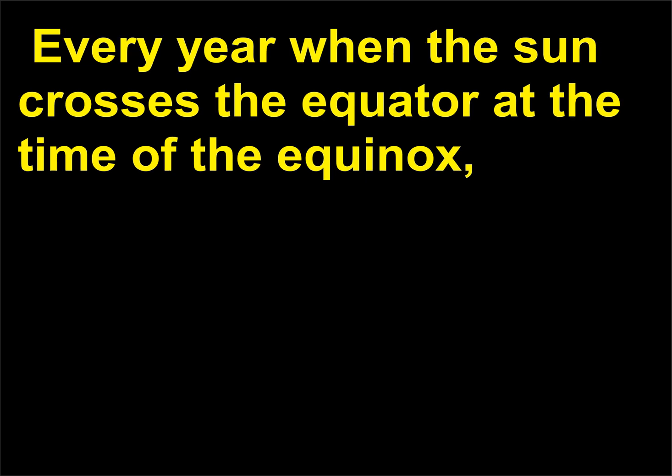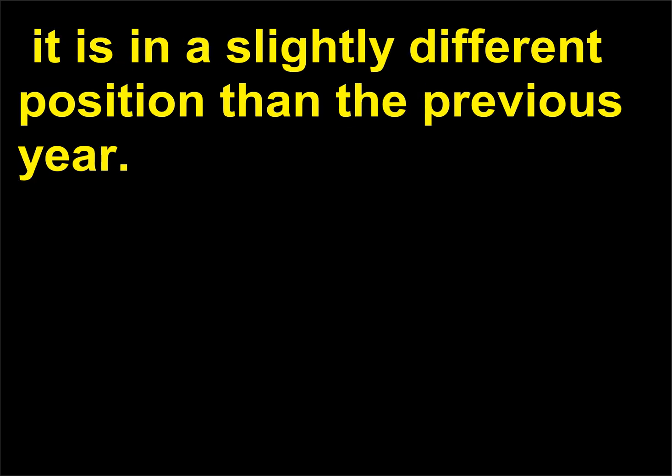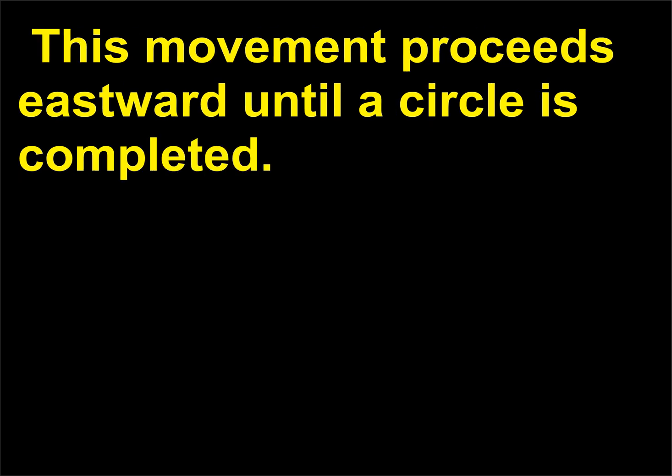Every year when the Sun crosses the equator at the time of the equinox, it is in a slightly different position than the previous year. This movement proceeds eastward until a circle is completed.